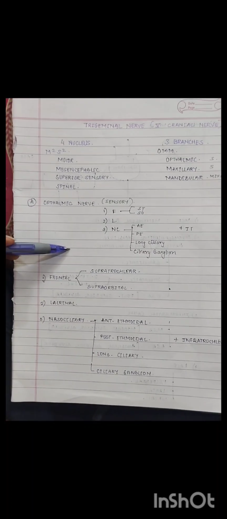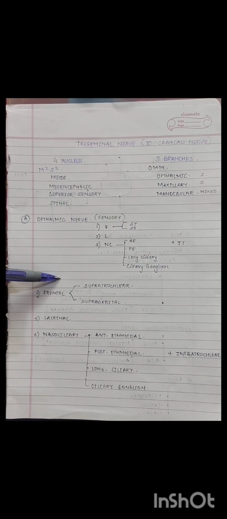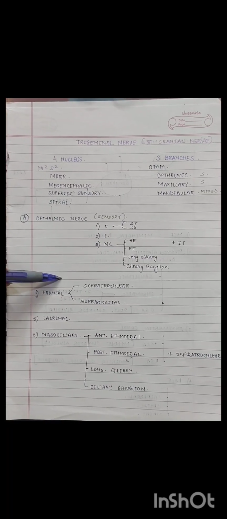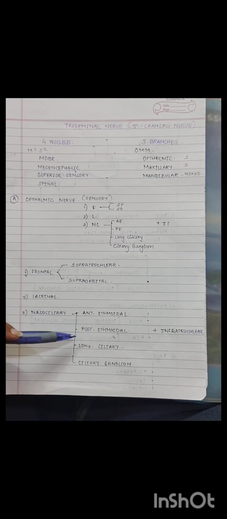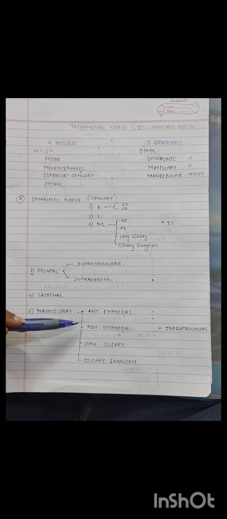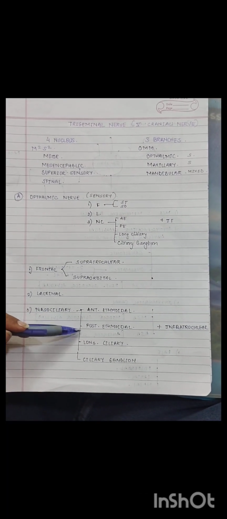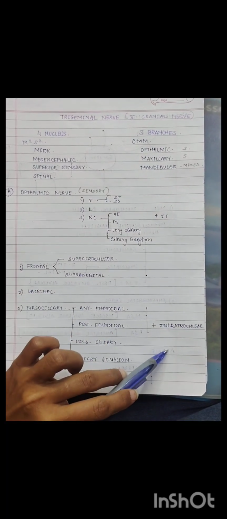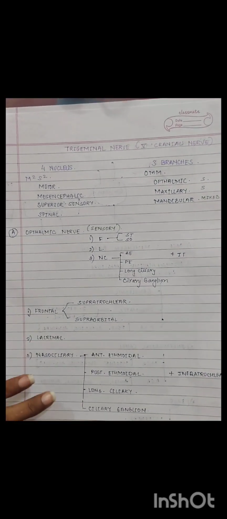So, once again, quick recap. Frontal has 2 branches: STSO, supratrochlear, supraorbital. Lacrimal is the next branch. Nasociliary has 5 subdivisions: AEPE, anterior ethmoidal, posterior ethmoidal, long ciliary, ciliary ganglion, and IT, infratrochlear.